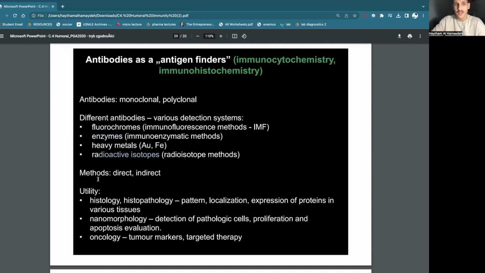There are also methods that are direct or indirect. She asked in the class, what is direct and what is indirect? Indirect is basically using a secondary antibody, and in a direct method, we don't use a secondary antibody. What am I referring to?